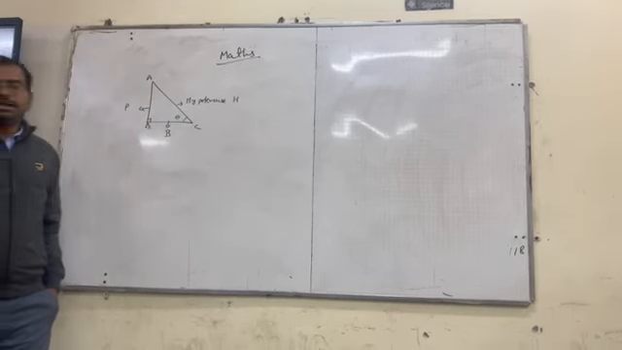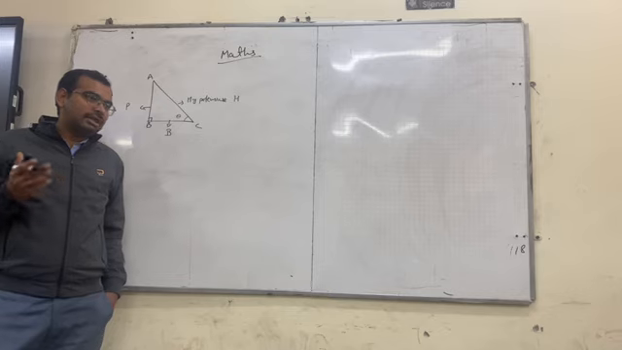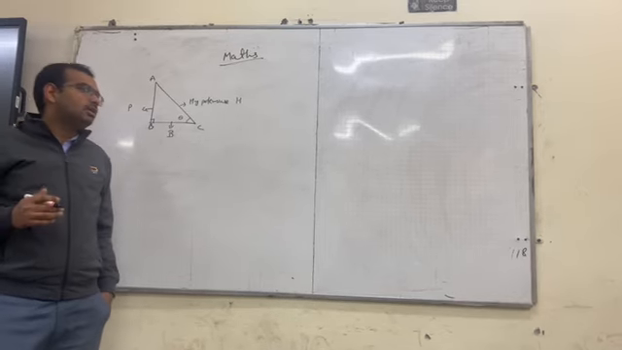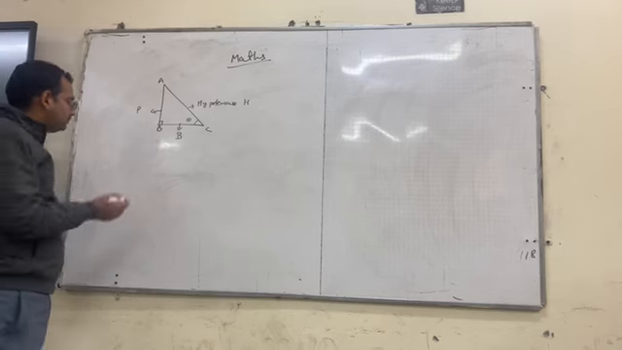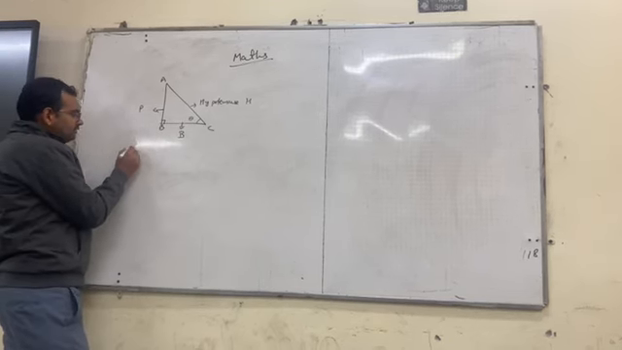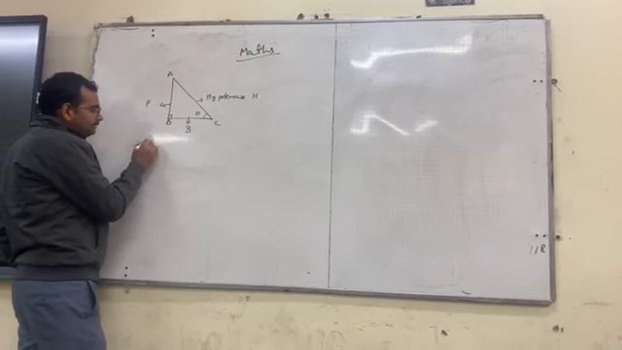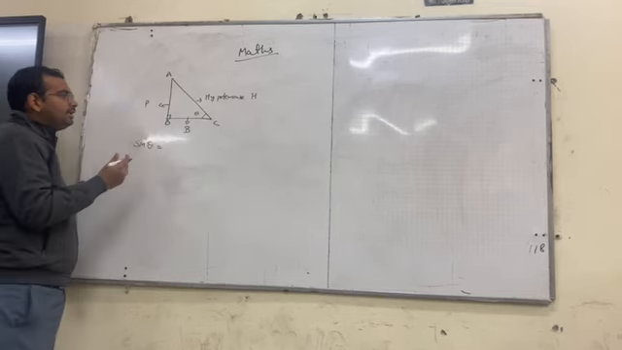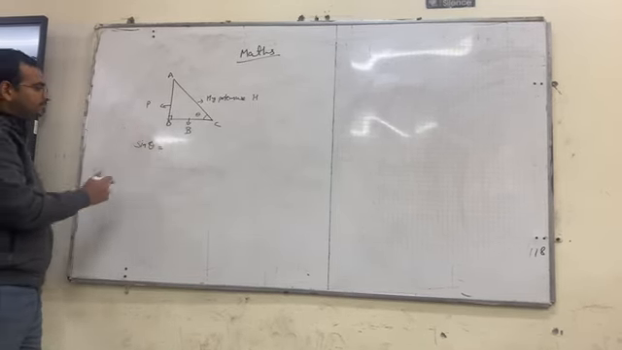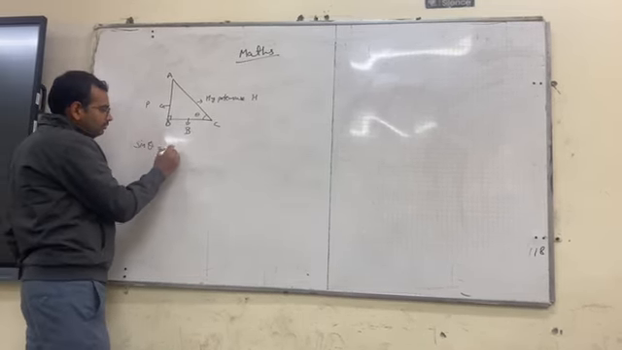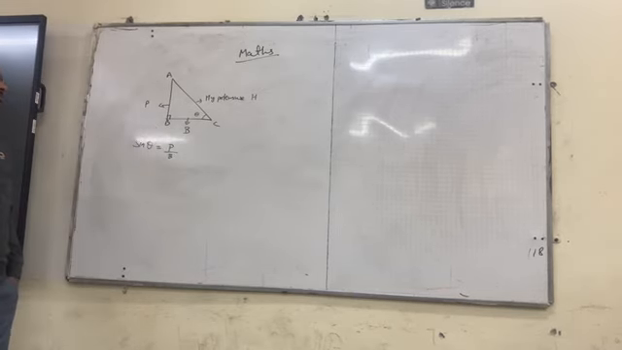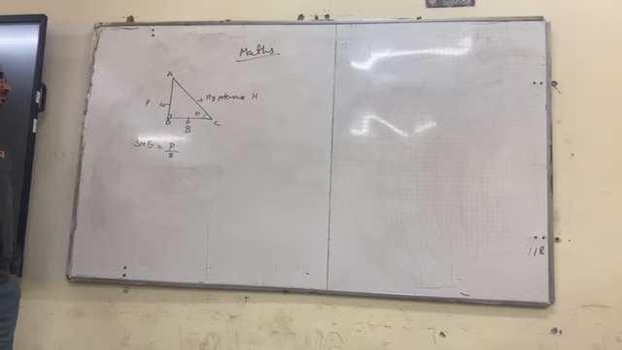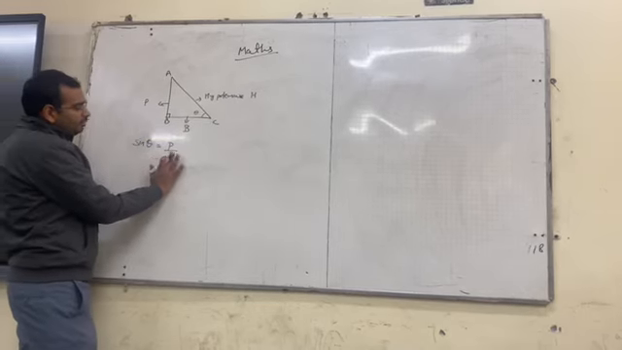In trigonometry, there are different types of ratios: sine, cos, tan, cosec, sec, and cot. Let's study some of the ratios. First one is sine theta. So what is sine theta? Sine theta is equal to perpendicular upon hypotenuse.